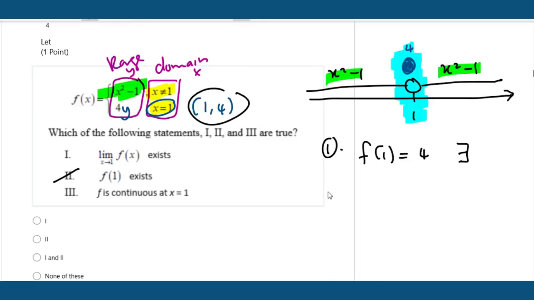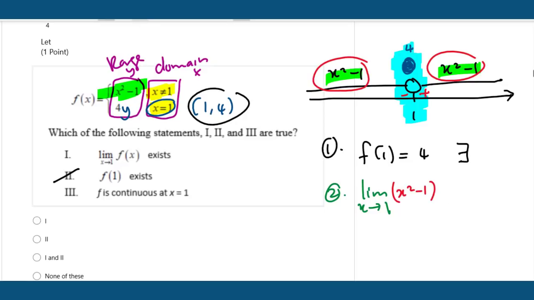And the second step is the limit. Limit as x approaches 1. Here is left and right. Since this one is the same function, we just find the limit as x approaches 1.